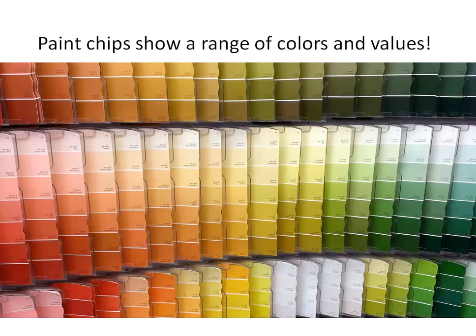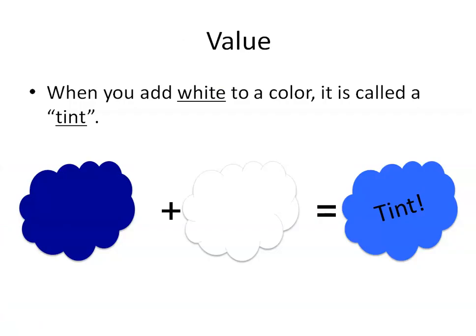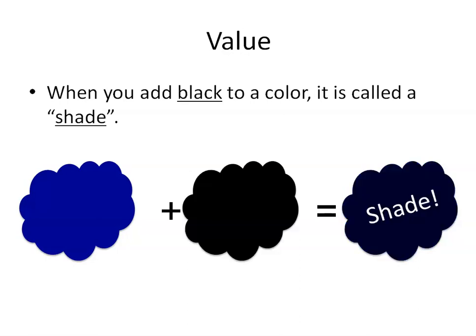If you just go to a regular hardware store, you can see an example of these in the paint aisle. These paint chips are perfect examples of a value scale or a value change. As I mentioned, you need to add white to make a tint, so you'll make a lighter color. And you're going to add black to make a darker color called a shade.